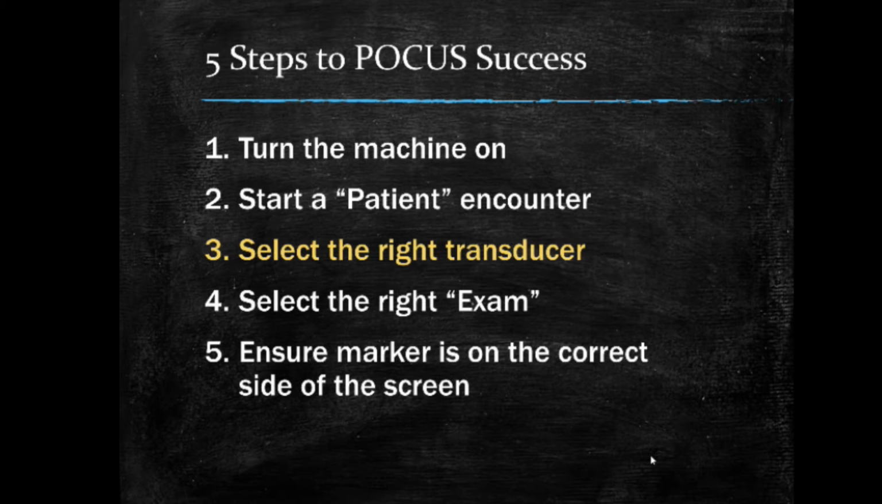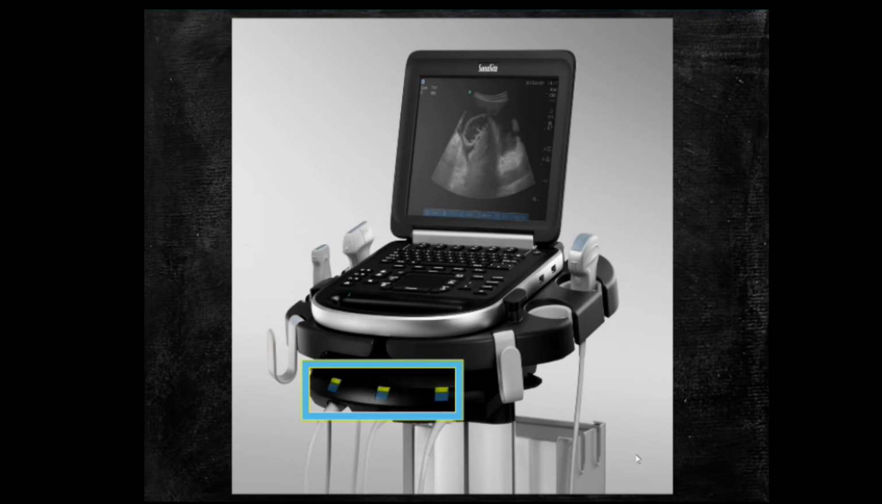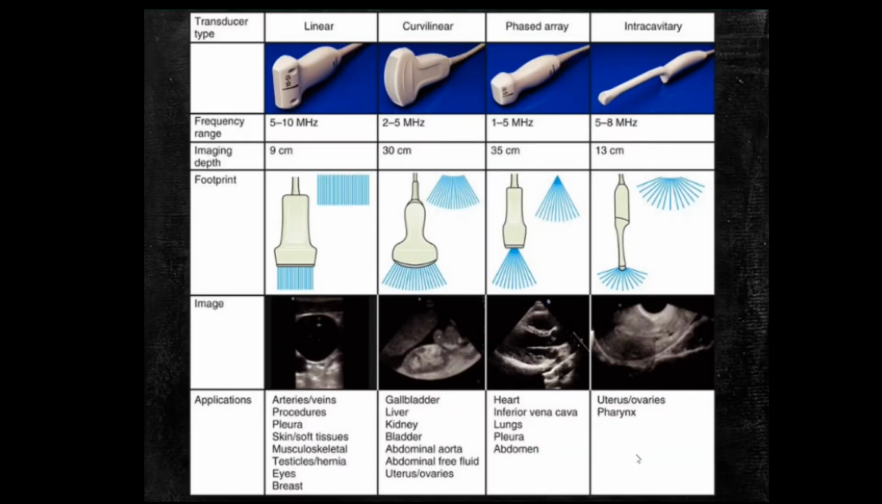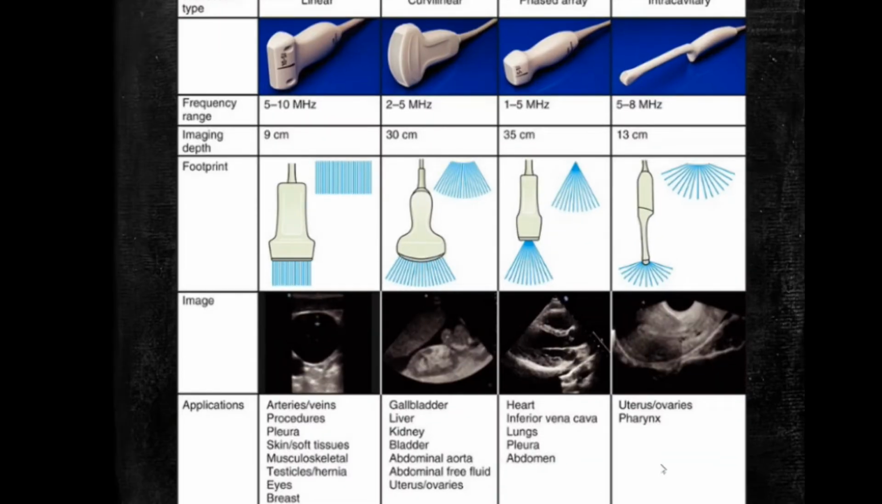The third step is select the right transducer. So for the Sonosite Edge 2, that is on the bottom of the machine. You simply just click the button, and you can simply just grab the transducer you're interested in and follow it back to the machine. Now, each transducer is different.